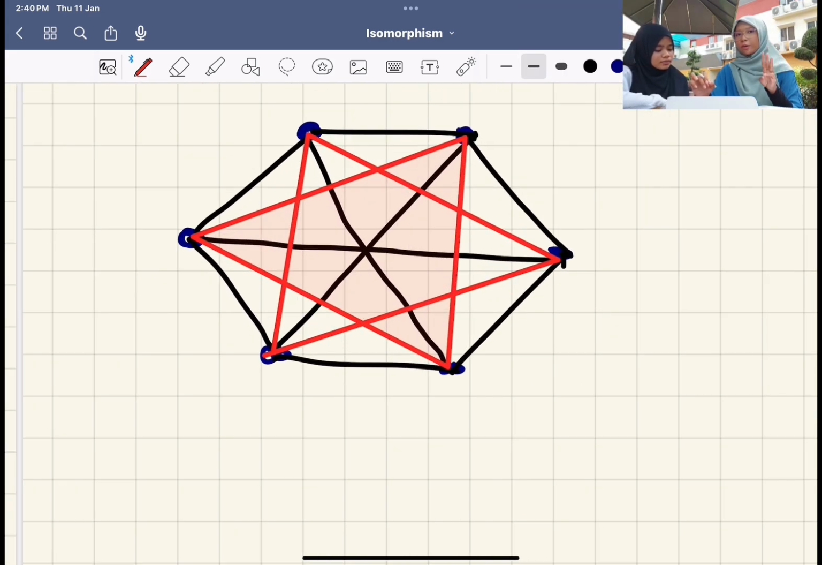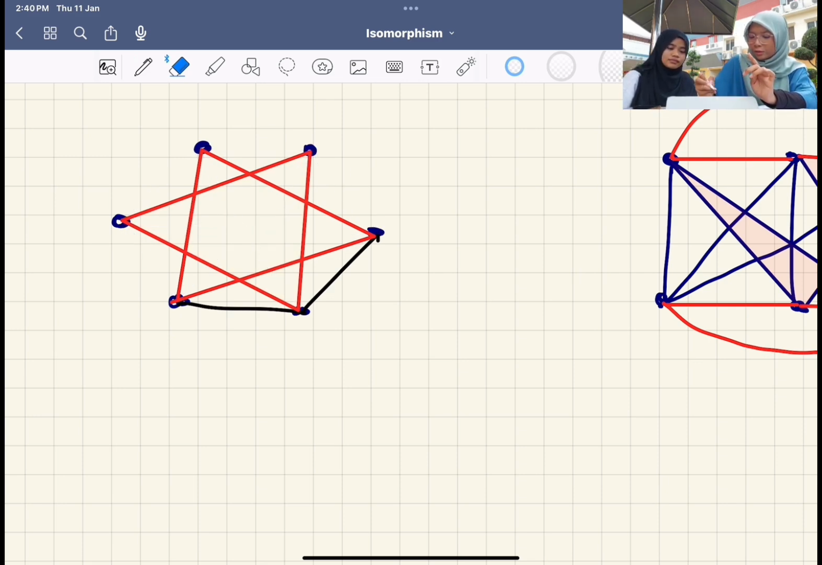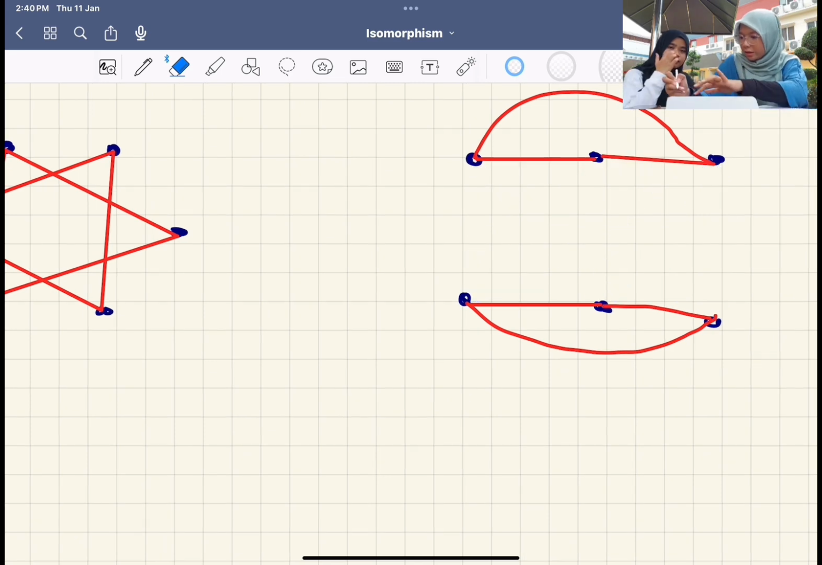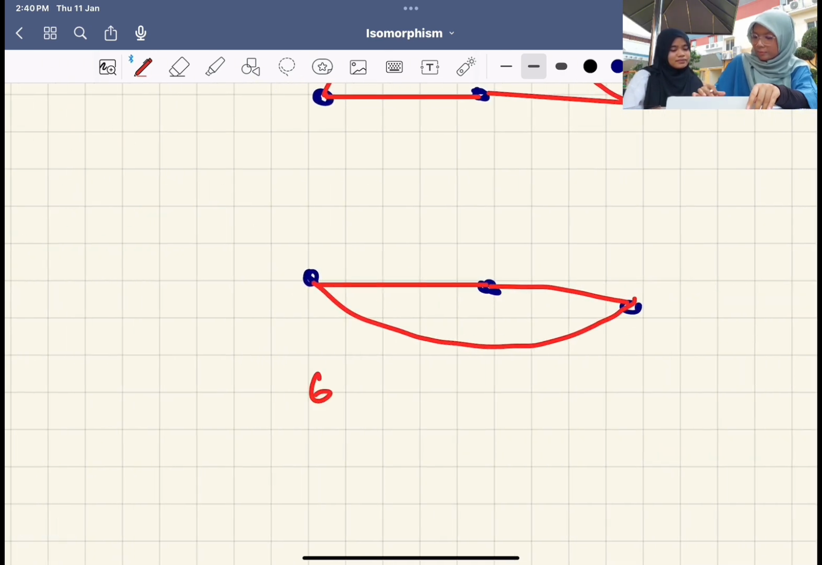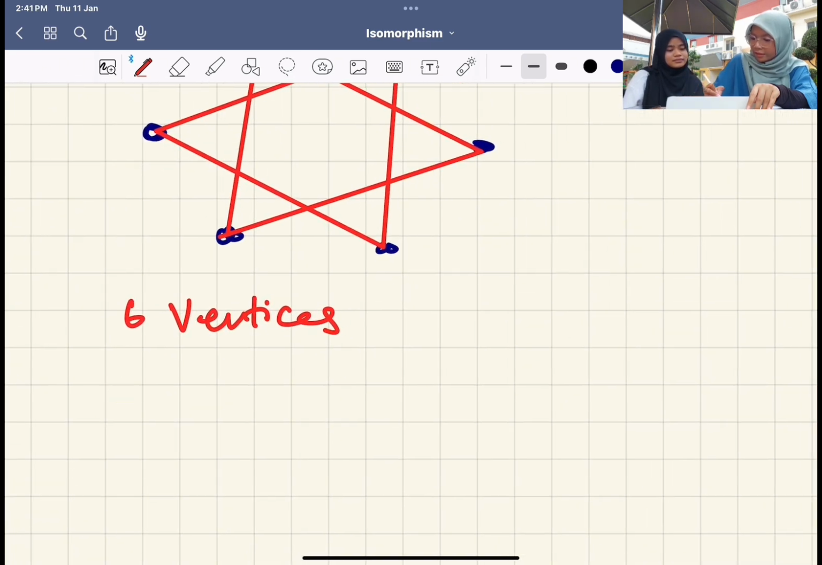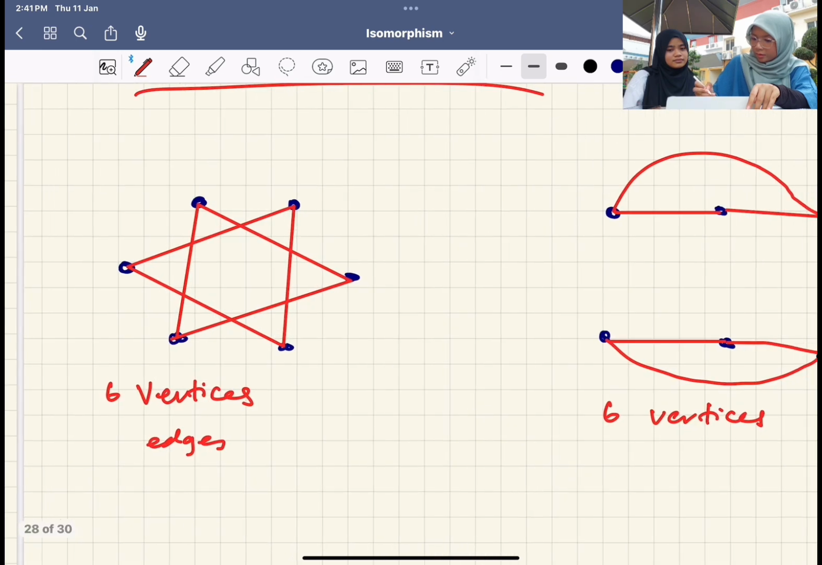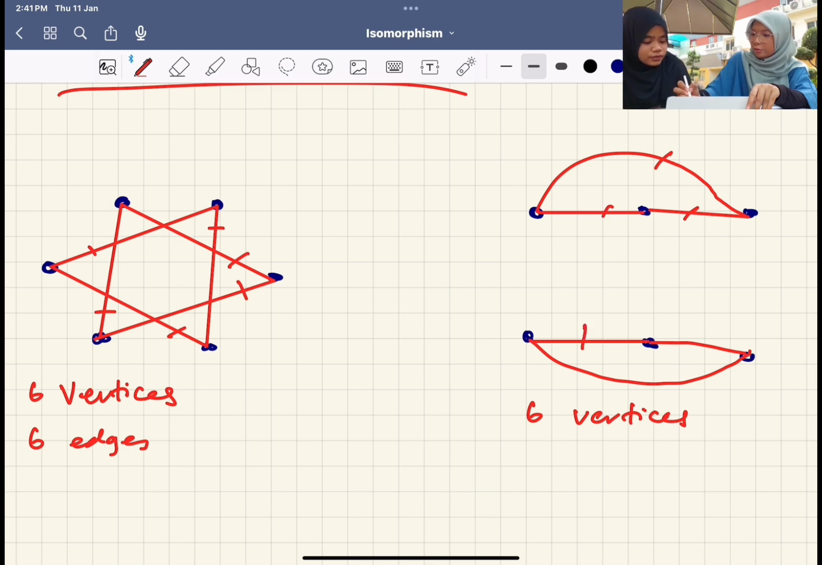We look into the fourth condition that we have learned. We need to clean up the original one. We just left this one. Okay, so we have these 6 vertices. This is also 6 vertices. And then for the edges, how many edges do you think this has? 1, 2, 3, 4, 5, 6. Well, it has 6. How about this? 1, 2, 3, 4, 5, 6. We also have 6 edges.